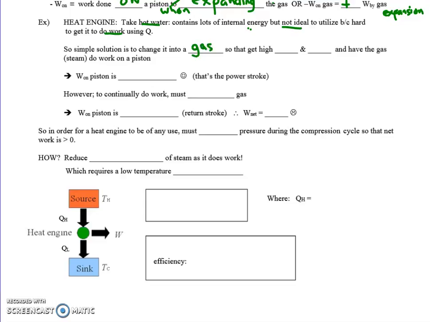And what happens when you change it to gas, you get a high temperature and you get a high pressure. And then you can have the gas, i.e. the steam, do work on a piston. Okay, so you take the internal energy you get from creating a gas, which is at high pressure, and you can apply that high pressure to a piston, and you will get it to expand. Okay, so the work done on the piston will be simply, since we're expanding it, negative P delta V.